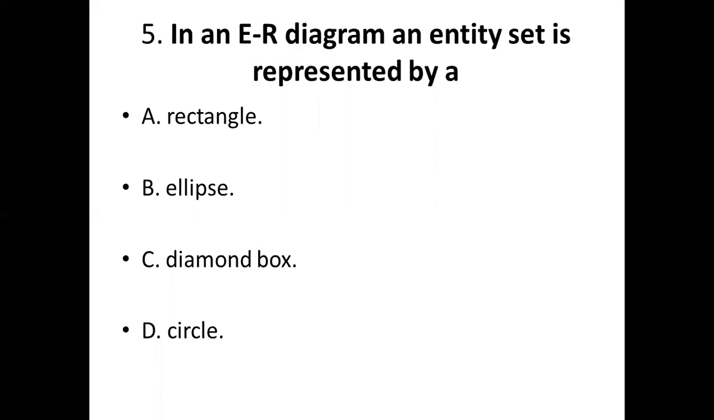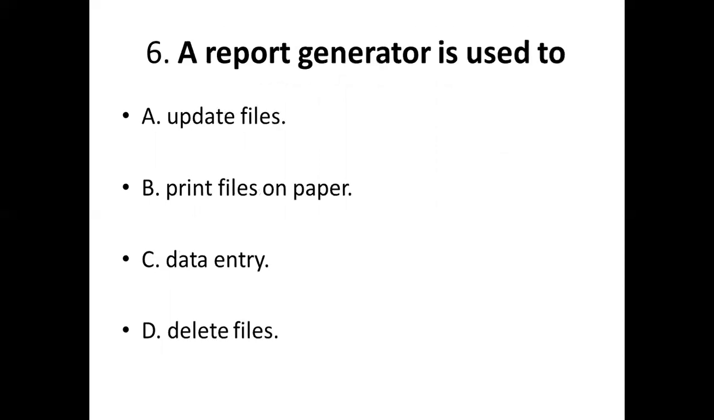Fifth bit: In an ER diagram, an entity set is represented by a: option A, rectangle; option B, ellipse; option C, diamond box; option D, circle. Answer: option A, rectangle.